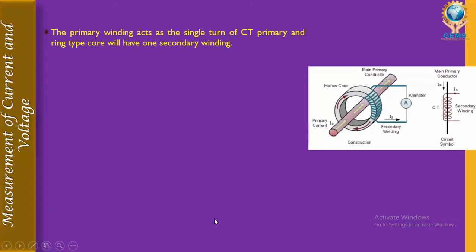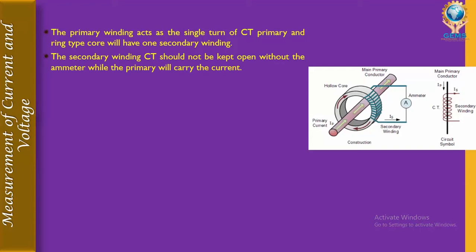The primary winding acts as a single turn of the current transformer primary, and the ring type core will have one secondary winding. So the primary winding here will have a single turn of the current transformer primary, and the ring type core will have one secondary winding.